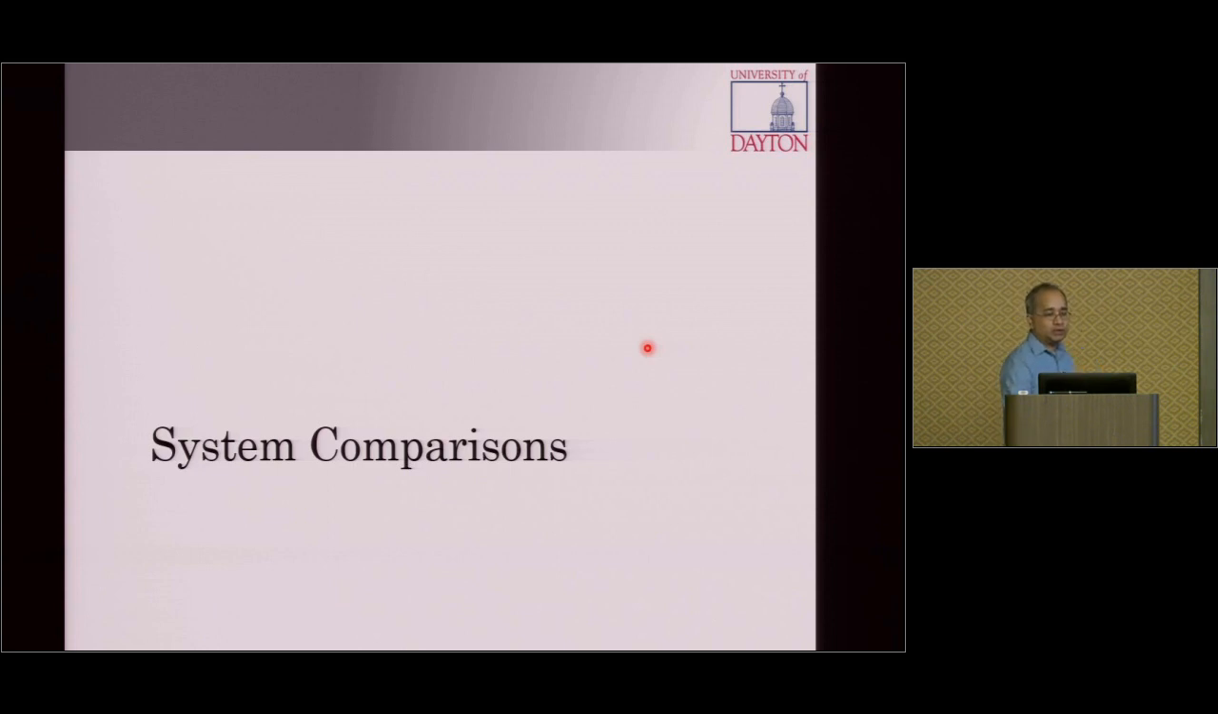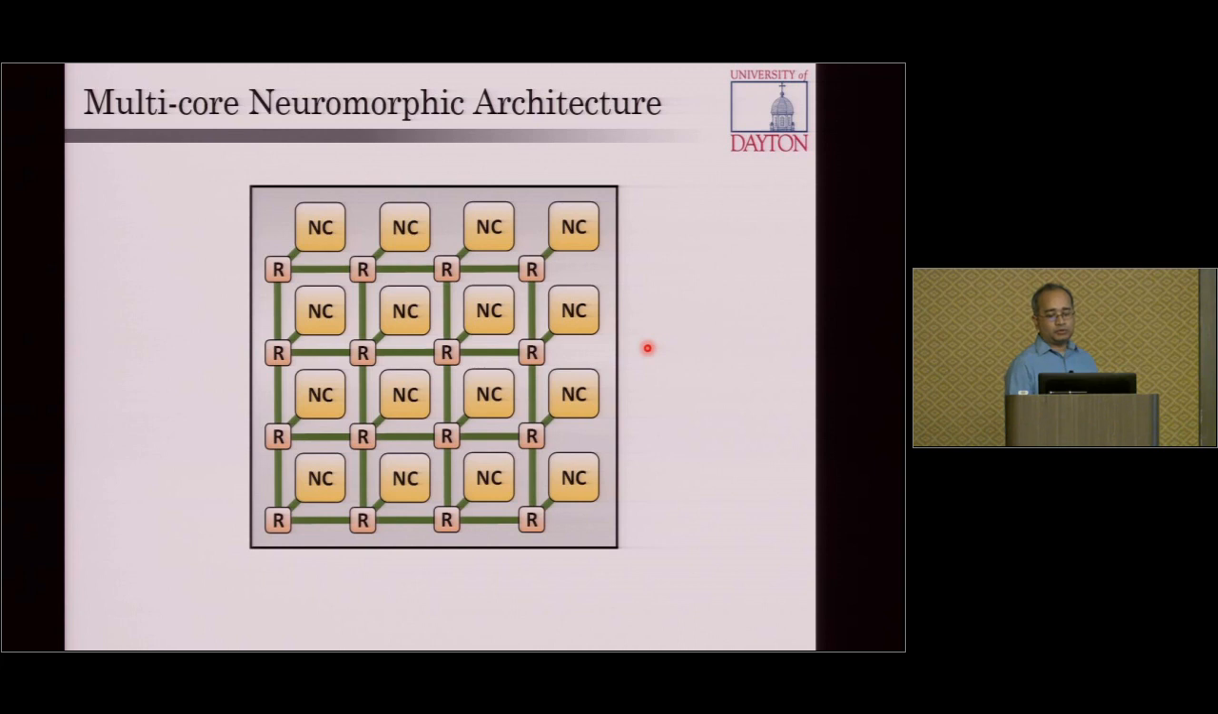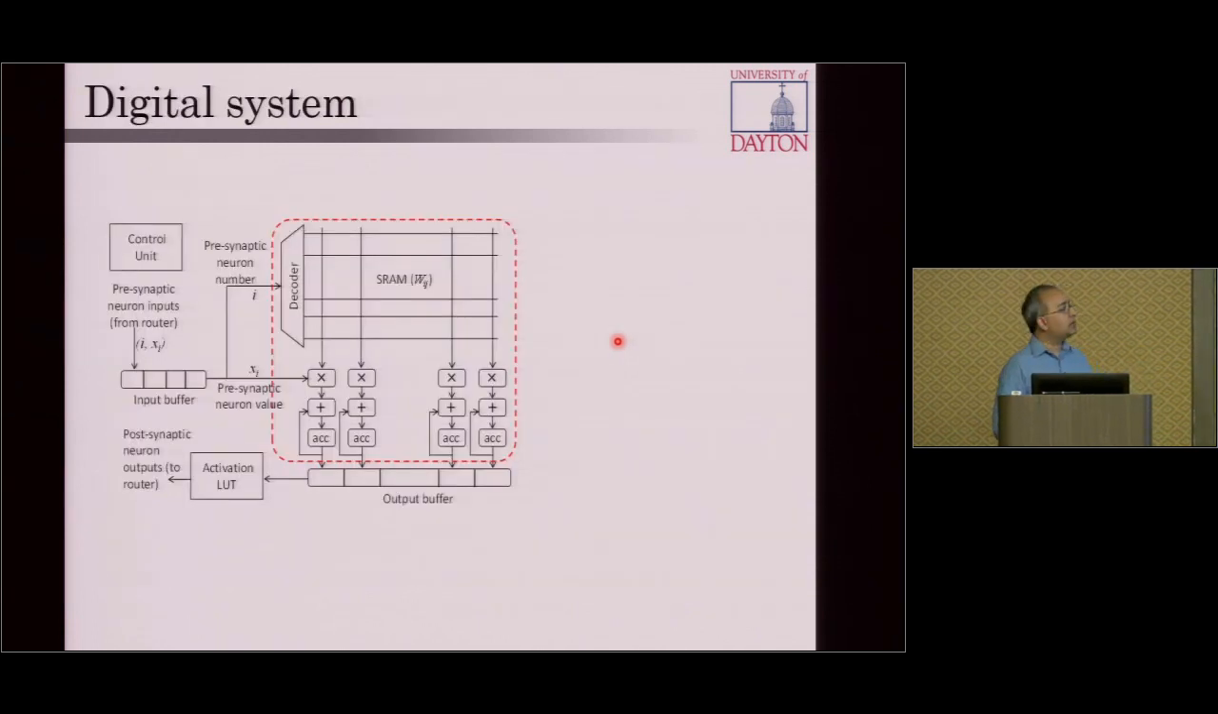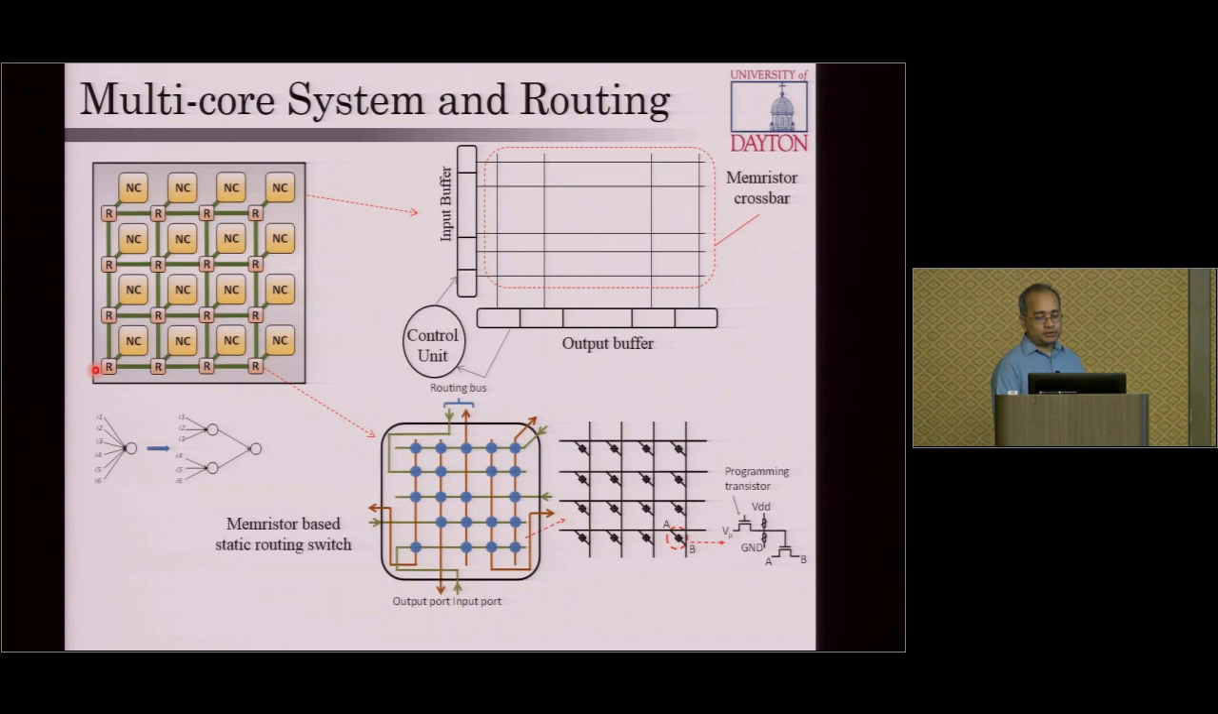So let me now get into the system level comparison. We're going to look at this kind of a tiled array. One is with the backpropagation-based, memristor-based neural circuit I showed you, and the other is using this type of digital system. Now, in the analog, or memristor-based system, this part in the red dotted line is what's going to get replaced by the memristor crossbar array. Everything else stays the same except for the activation unit. We don't have an activation unit for the analog circuit, and we're sending just binary outputs. So we still have the control unit, and the routing is essentially the same also. This is what we used for routing.